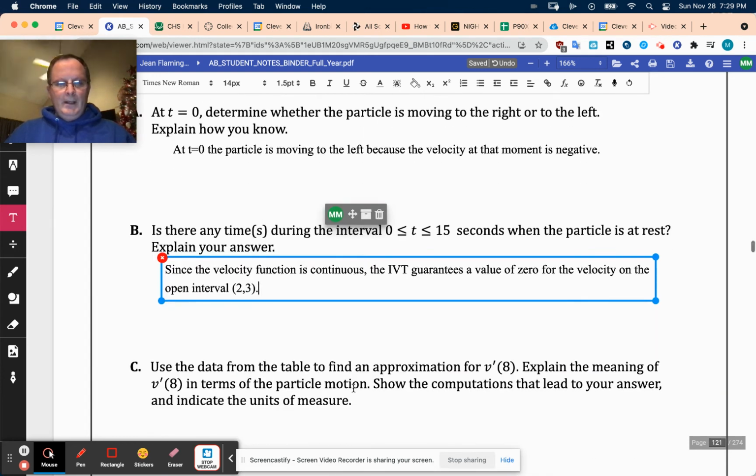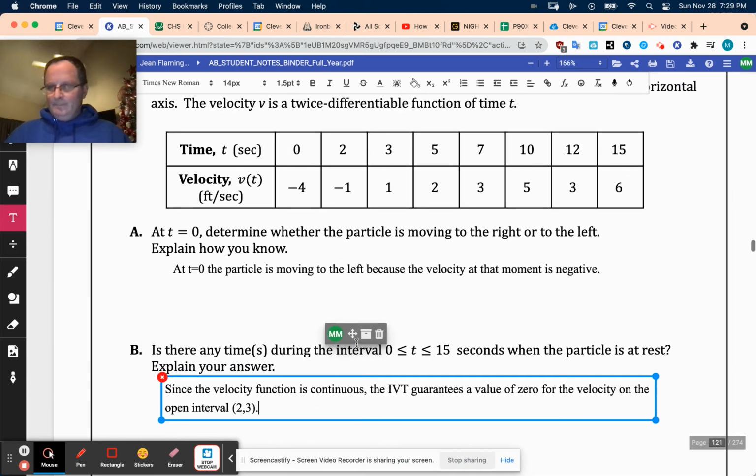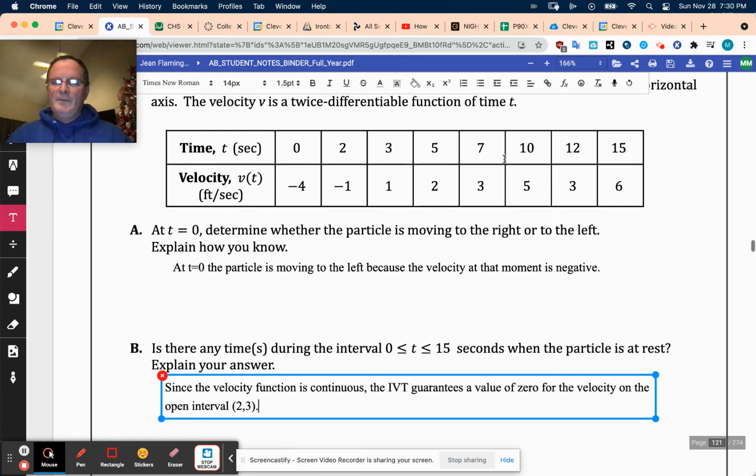Then on the next one, use the data from the table to find an approximation for v prime of 8, or the acceleration at 8. Explain the meaning in terms of the particle motion, and indicate units of measure. Well, 8 is in between these two. Typically they'll put it exactly in between, but that's okay. We can still use those two points to approximate the velocity at 8. Normally they'll have it centered, but in this case she did not.